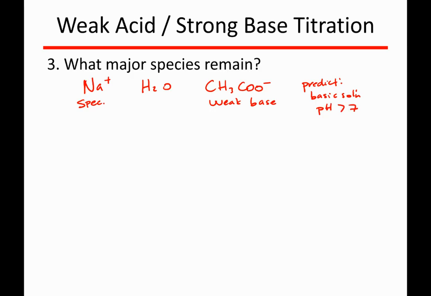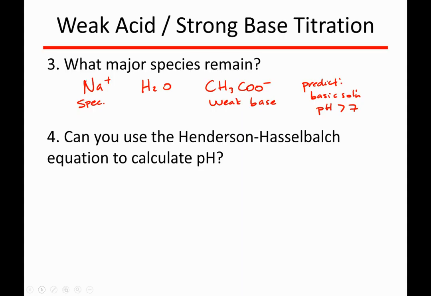Now let's think about how we're going to arrive at this answer. Looking at this list of major species that we have, I want you to think about whether or not we can just use the Henderson-Hasselbalch equation to find the pH at this point. So think this over. Can we use the Henderson-Hasselbalch equation to find the pH? Take a moment to put in your answer.